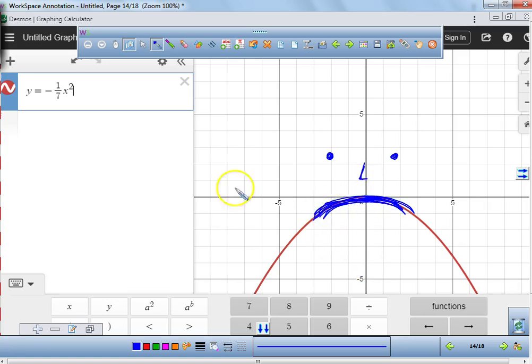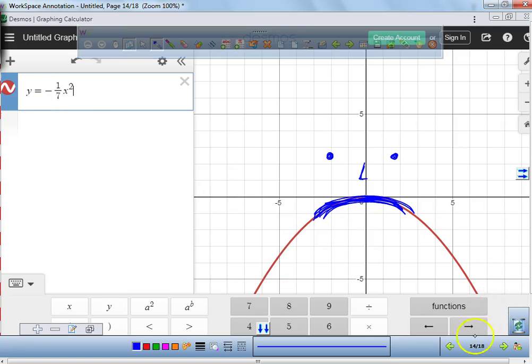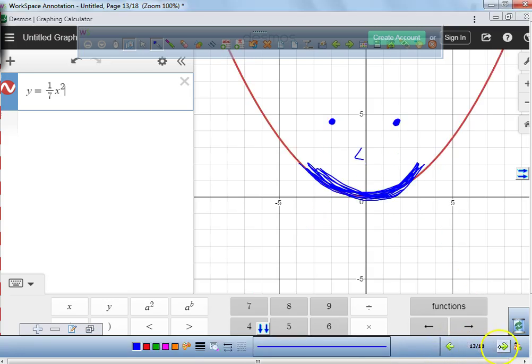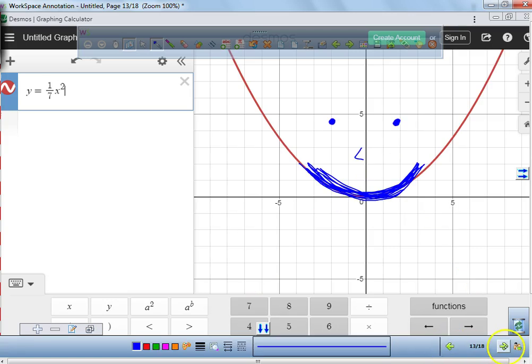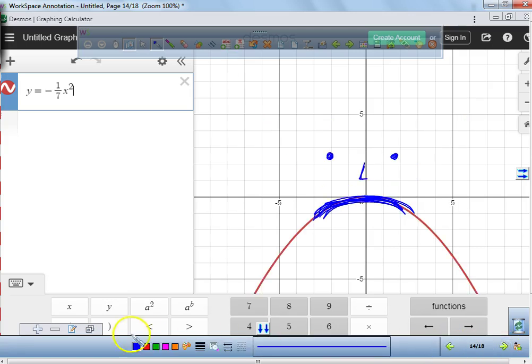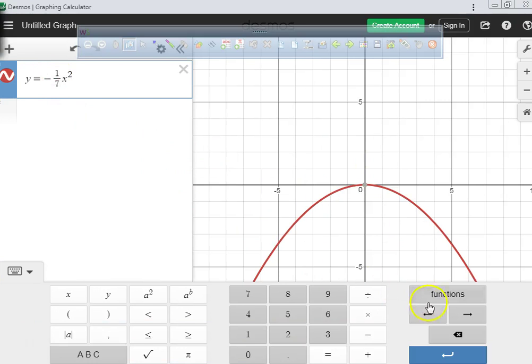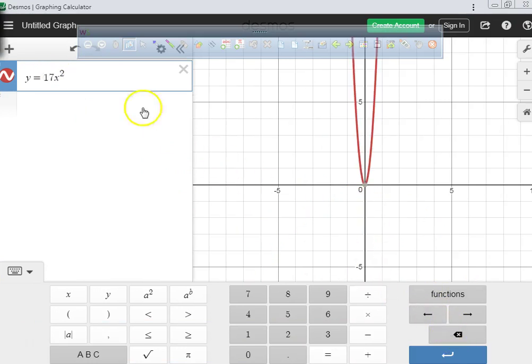All right? So if it's a negative, it's going to open down. So think frowny face or happy. Happy or sad. Positive, negative. Okay, so there we go. Does that make sense? Your A value is either positive or the A value is negative. Good.